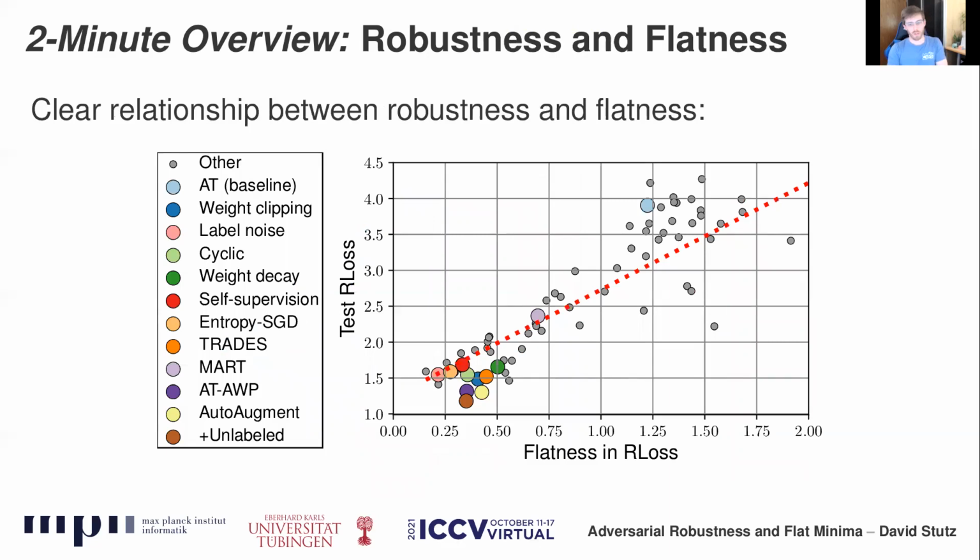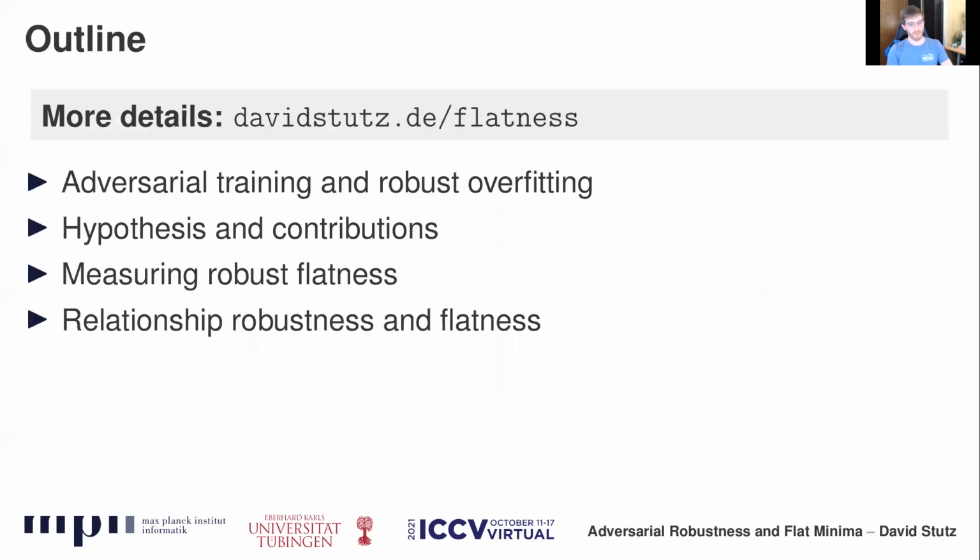Our paper shows that this relationship extends across many different adversarial training variants as shown here. Again, the y-axis shows the robustness as cross-entropy loss on adversarial examples, and the x-axis measures flatness in terms of change in robust loss. More robust models show better flatness, that is, lower values on the x-axis. This includes well-known approaches such as TRADES in orange or AT-AWP in violet. But it also includes very simple regularizers, such as weight clipping in blue or simple weight decay in green. Furthermore, approaches explicitly optimizing flatness, such as Entropy-SGD in light orange, also improve robustness when applied on top of adversarial training.